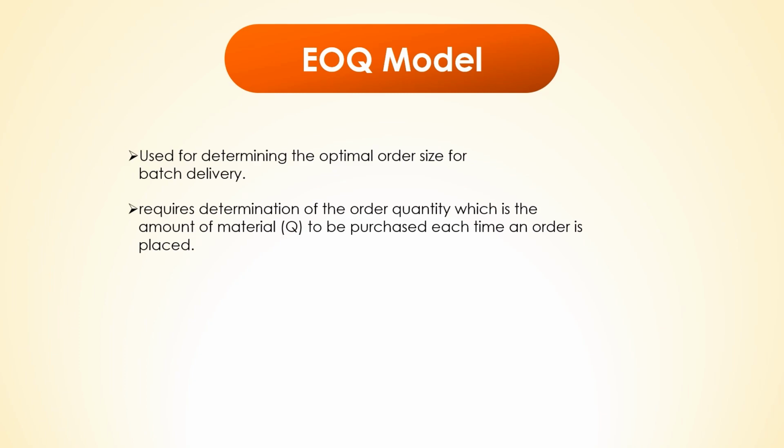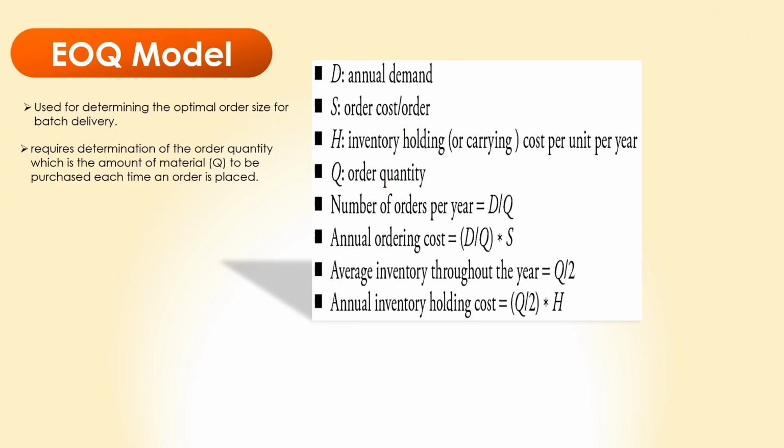So here are some of the variables, constants, and terms that are involved. Later on, we will discuss the formula for the EOQ model, or for the order quantity. But first, we define these terms, or the variables and constants that we will be using. Here D is equivalent to the annual demand. S is the order cost, or the cost of ordering. H is the holding or carrying cost per unit per year, and Q is the order quantity, as we have stated earlier.